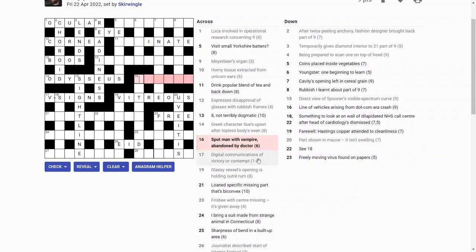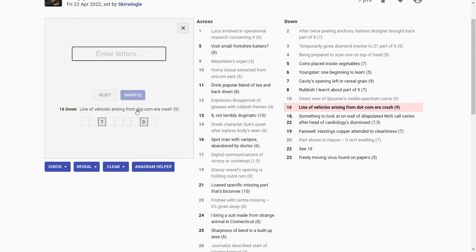Spot man with vampire abandoned by doctor. Now, vampire abandoned, that's going to be V-E. Spot man. I'm sure. Line of vehicles arising from dot-com era crash. Huh, that's an anagram of dot-com era. That's very nice. Line of vehicles. What's a line of vehicles? Motorcade.